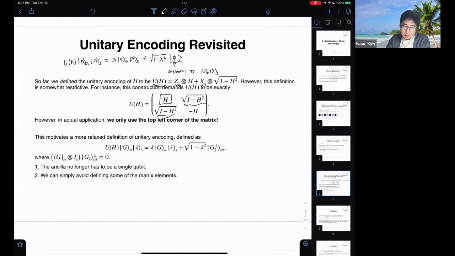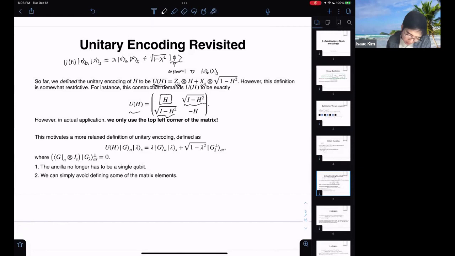Indeed, these considerations are not just hypothetical. These would be actual concerns if you were to implement U of H in practice. So this motivates a more relaxed definition of the unitary encoding, which is the actual version that people are using.